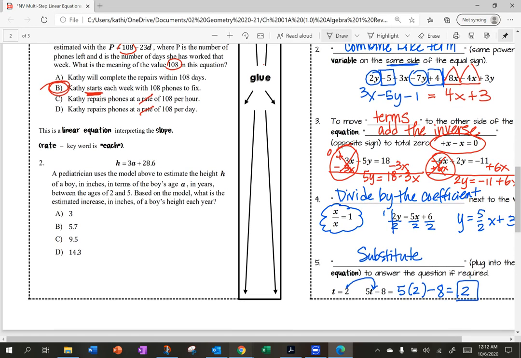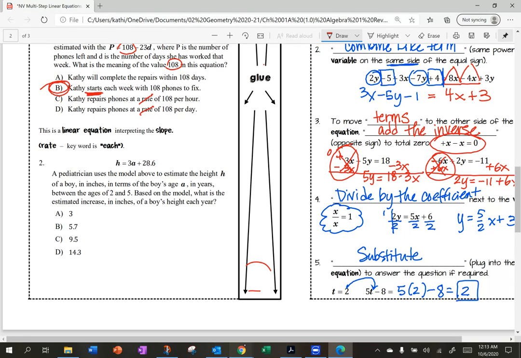All right, here's another equation. This is a linear equation interpreting slope. So rate is the key word, or each. A pediatrician uses the model above to estimate the height of a boy in inches in terms of the boy's age A in years between the ages of 2 and 5. Based on the model, what is the estimated increase in the boy's height each year?